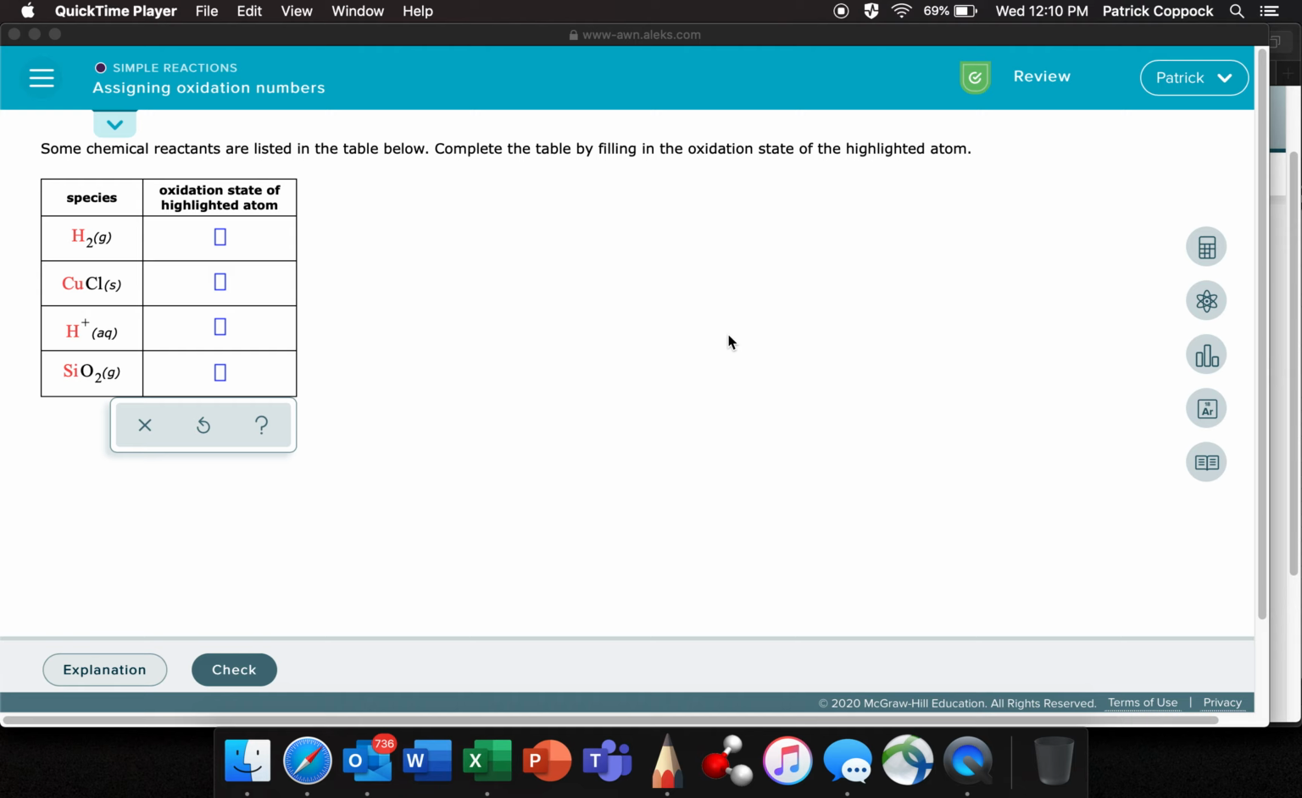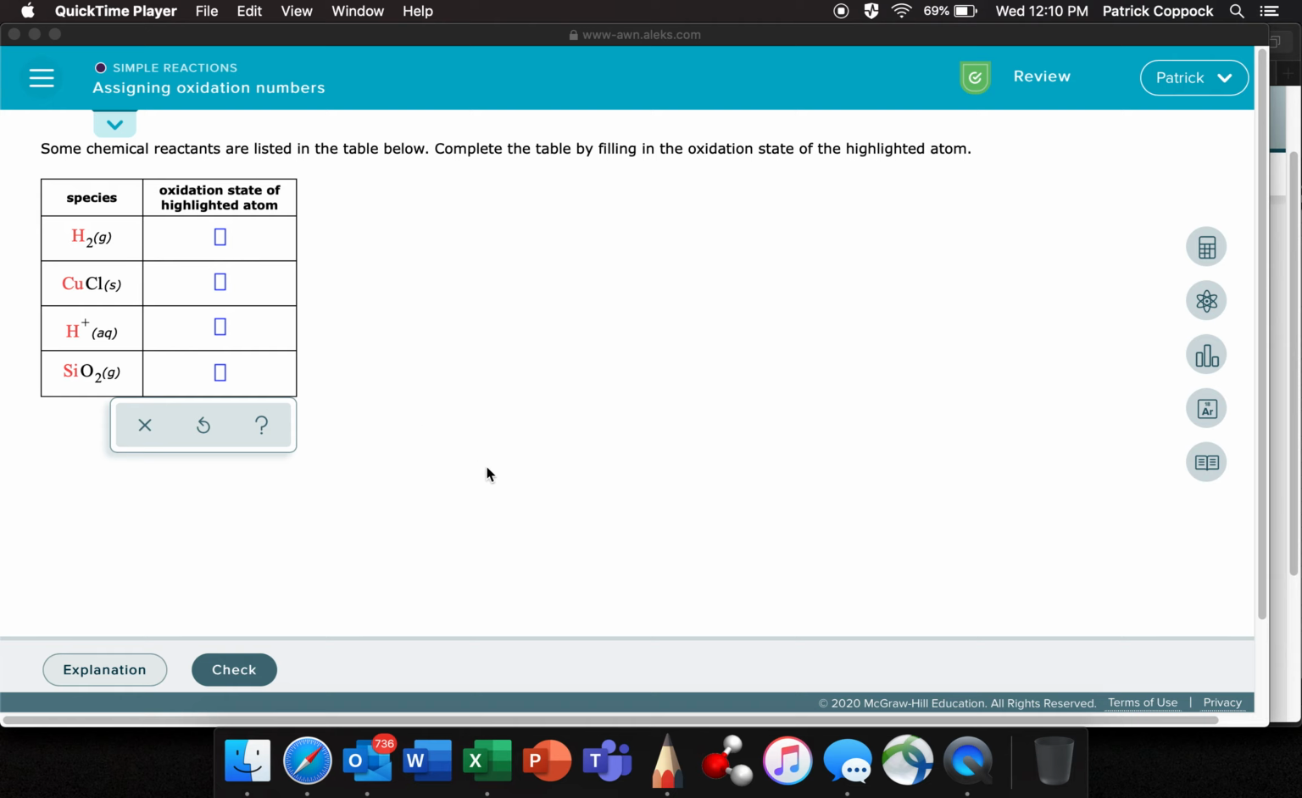Okay, so there were two topics that got some blockage, that is, students attempting but not successfully completing. The first one is assigning oxidation numbers, and it goes like this. We are going to have to assign the oxidation number for every highlighted atom here in the list below.